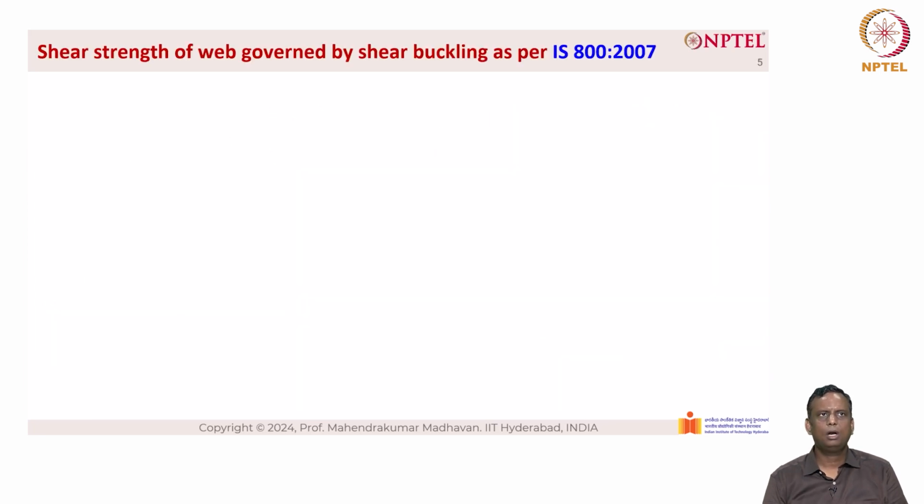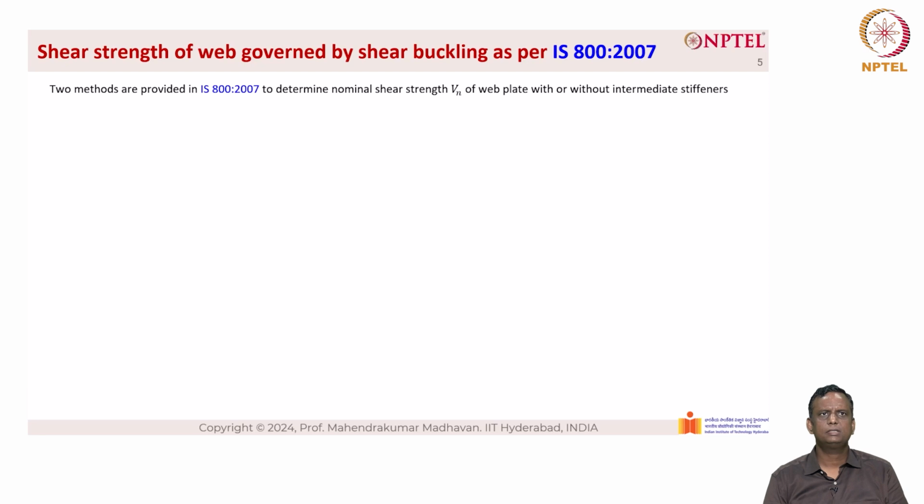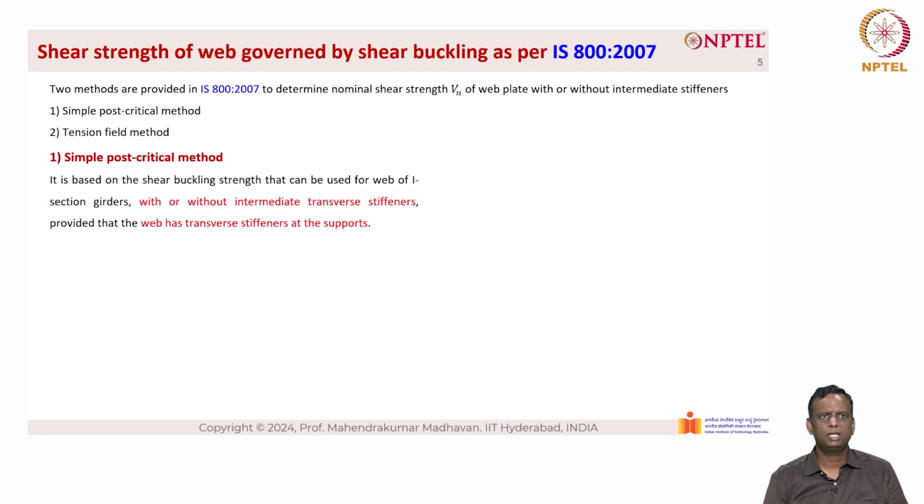Now, let us look at how the shear strength of web is governed by shear buckling as per IS 800-2007. Two methods are provided in IS 800-2007 to determine the nominal shear strength V sub n of web plate with or without intermediate stiffeners. One is called the simple post-critical method, another is called the tension field method. The simple post-critical method is based on the shear buckling strength that can be used for web of I-section girders with or without intermediate transverse stiffeners, provided that the transverse stiffeners are at the supports.